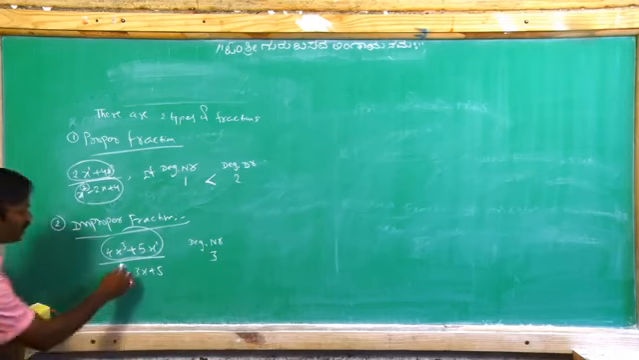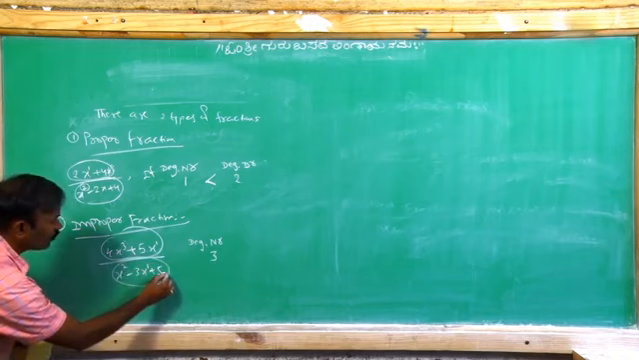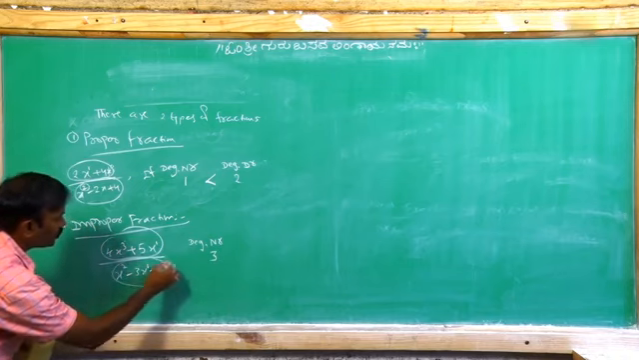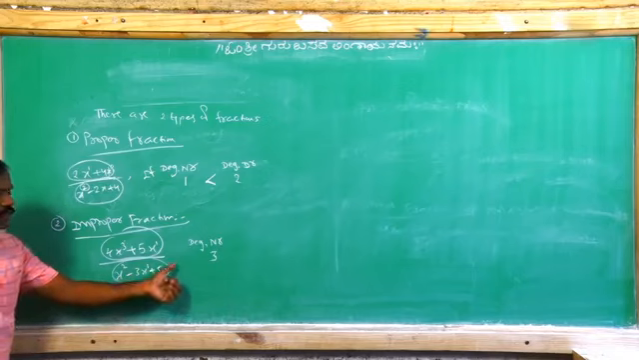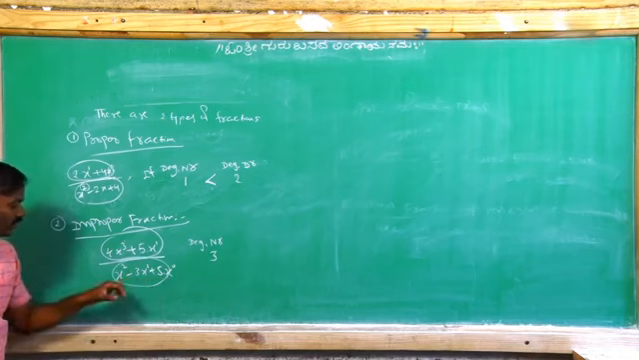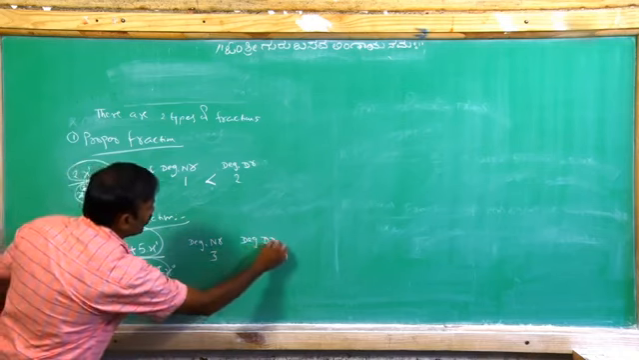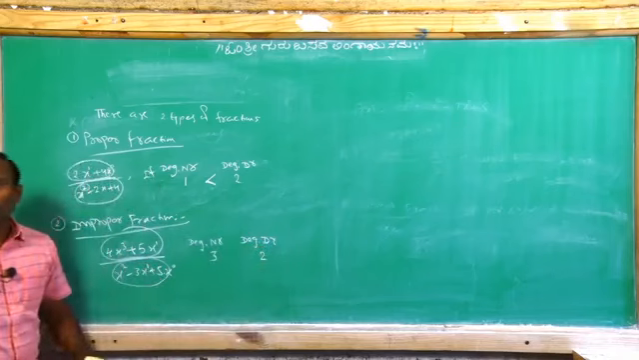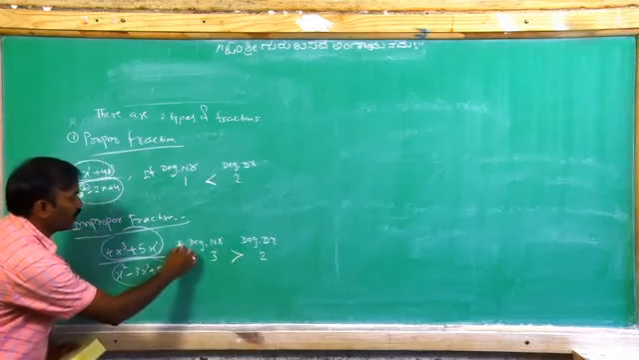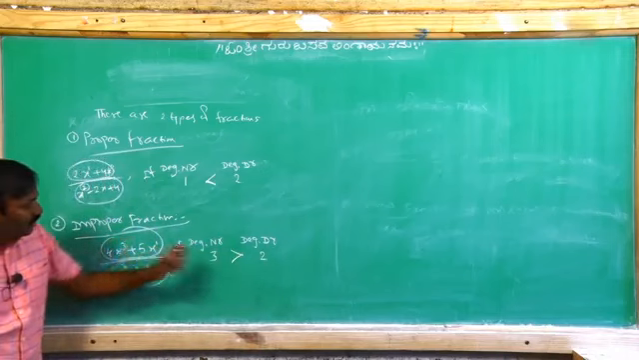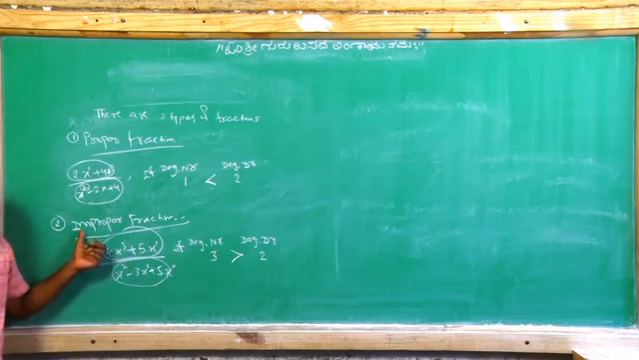Next, this denominator: x means x power 1, and 5 means 5 into 1, which is written as x to the power 0. So x square minus 3 into x power 1 plus 5 into x power 0. Here the highest power of x is 2, so the degree of the denominator is 2. You know that 3 is greater than 2. If the degree of the numerator is greater than the degree of the denominator, then the fraction is called an improper fraction.